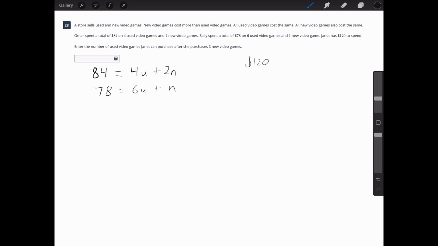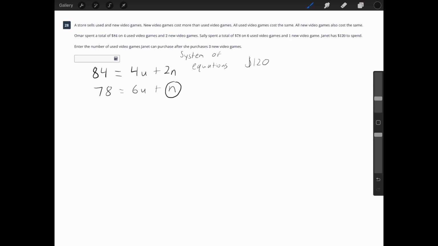Here we have a typical situation. We have 2 equations and 2 unknowns. So we want to do systems of equations. And here I suggest doing the following: substitution. We have an N by itself, so let's solve it in the form of N.